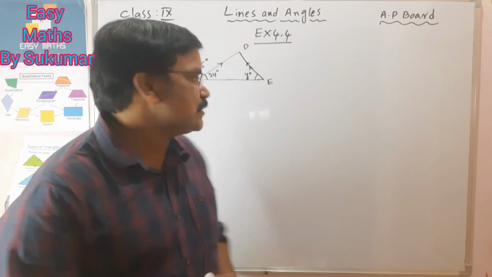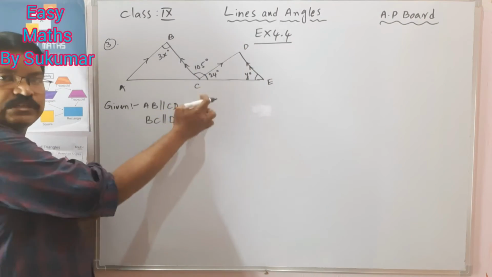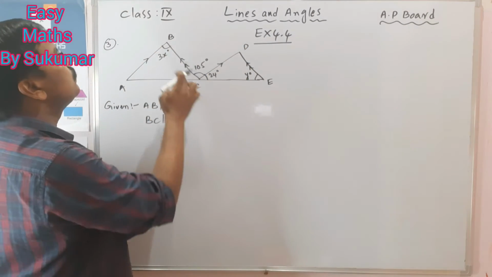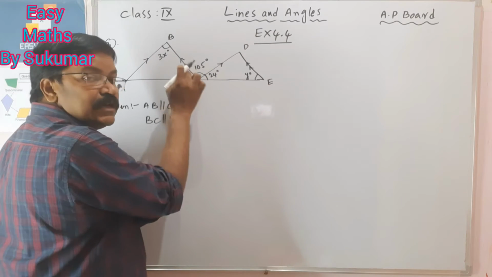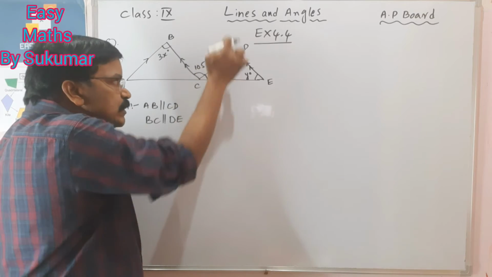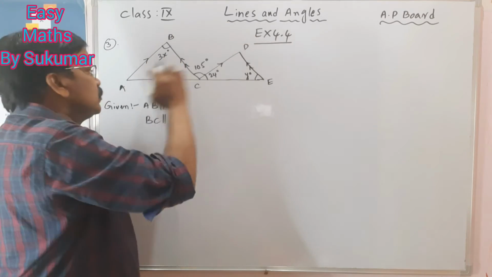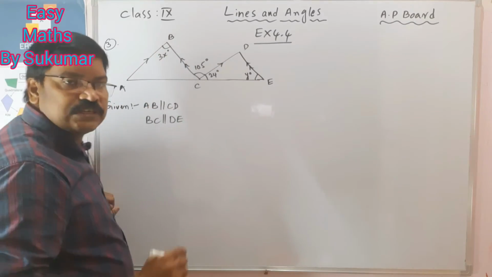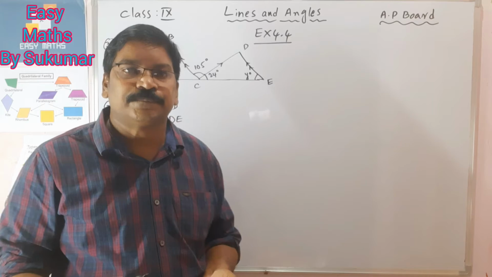Third question in exercise 4.4. Given this AB is parallel to CD and this BC is parallel to DE. This double-headed arrows mean BC and DE are parallel. This single-headed arrows mean AB is parallel to CD. So we have to find the values of x, y and z.